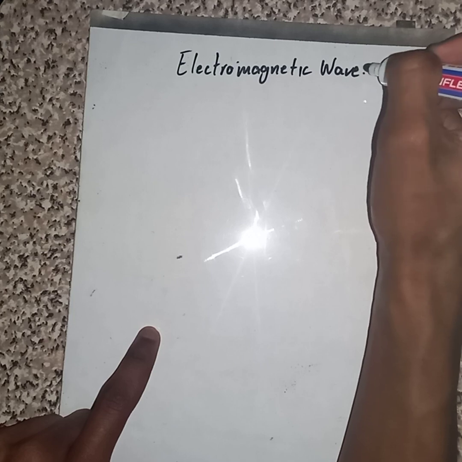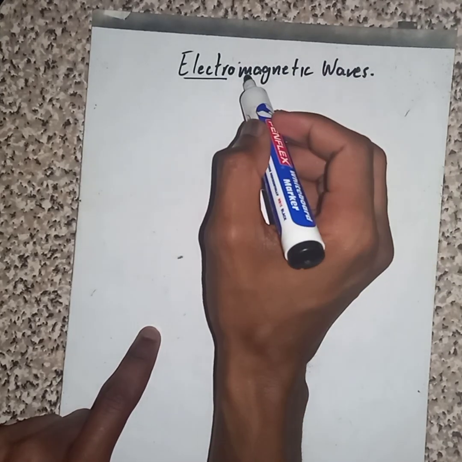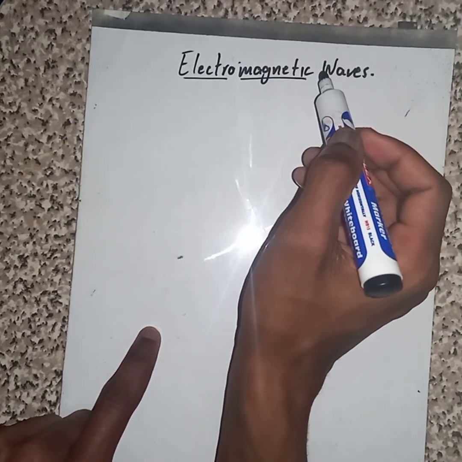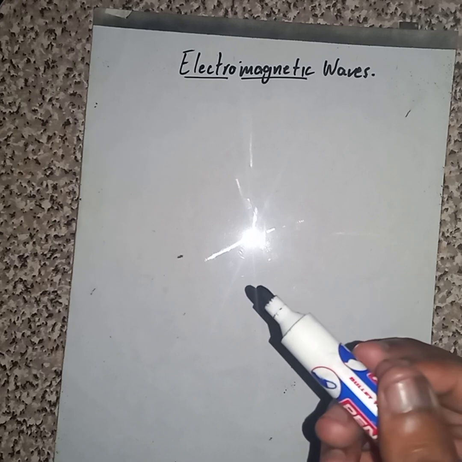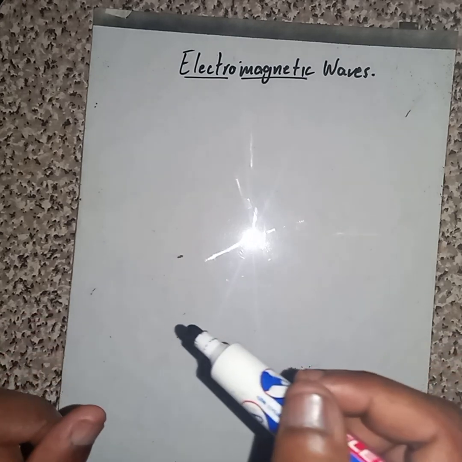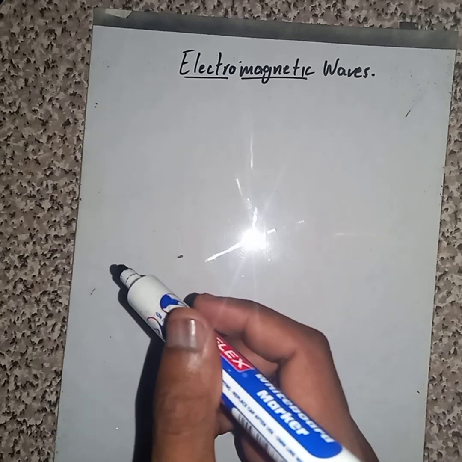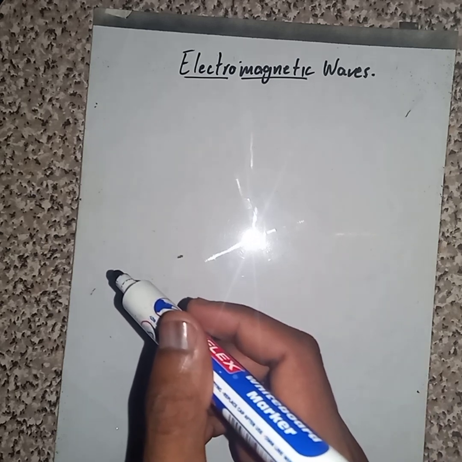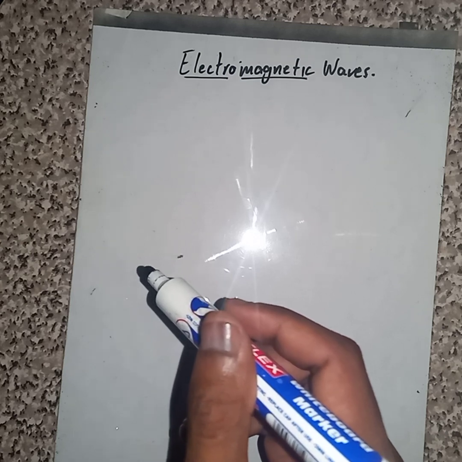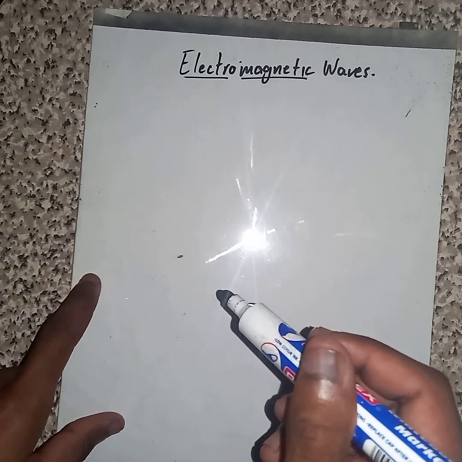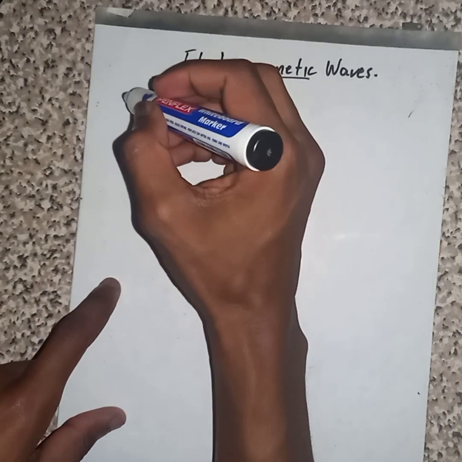Electromagnetic waves calculation. Last time I said to you that electromagnetic waves consist of an electric field as well as a magnetic field that act at 90 degrees to the direction of the wave. Another thing you must bear in mind is that all electromagnetic waves are light waves. Somehow they consist of what? Of photons.